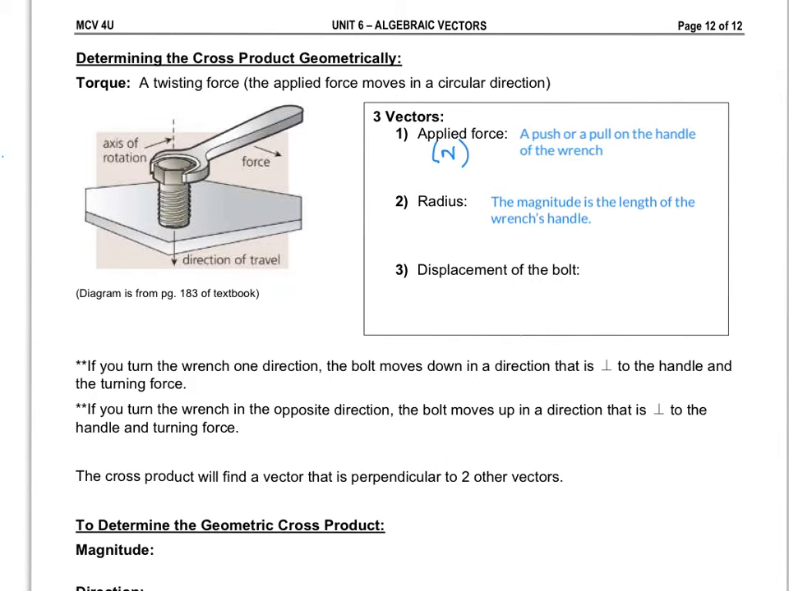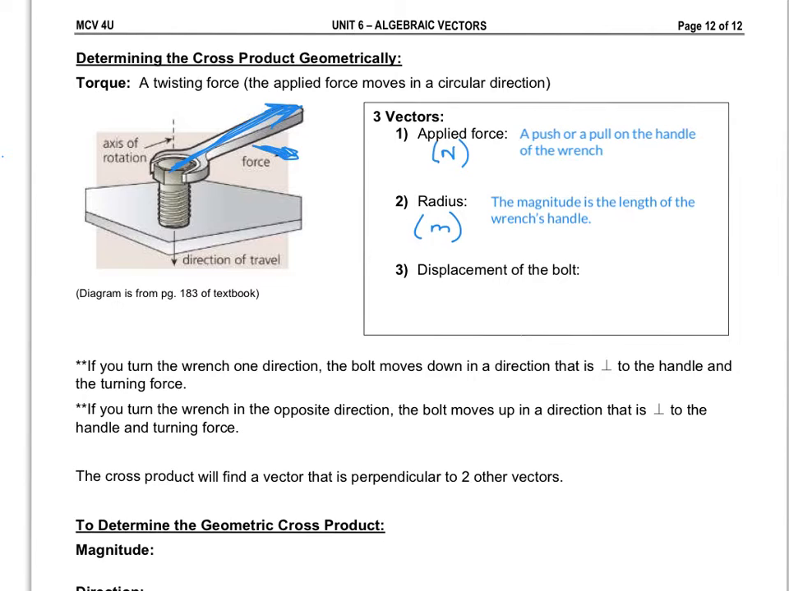So what we have is that force coming here, so you're pushing or turning that wrench handle in that direction. The radius is the length, the magnitude is the length. So we've got this vector heading that way. That is in meters. So if you've got an example where that's centimeters, you're going to have to change that into meters. And then you've got the displacement of the bolt.